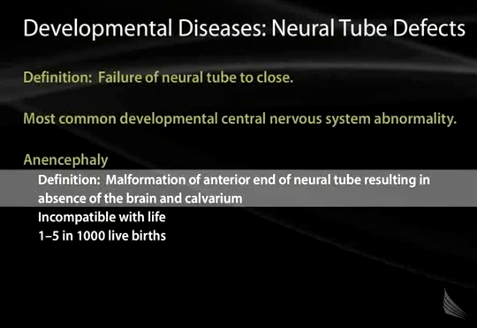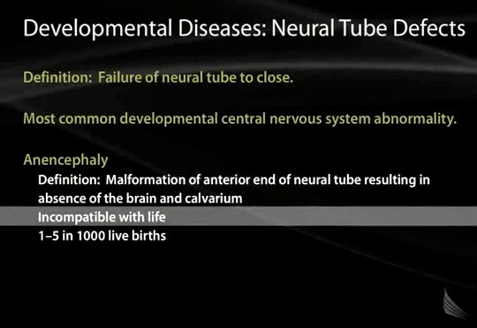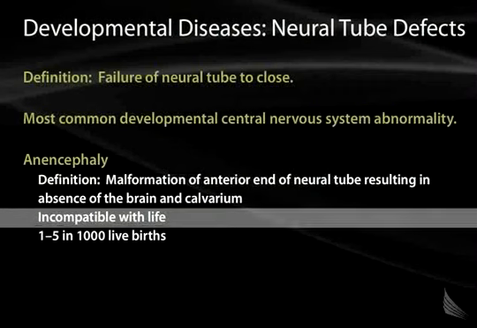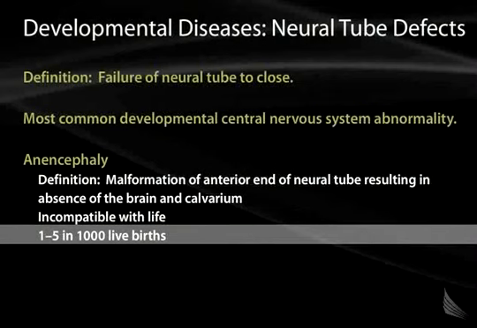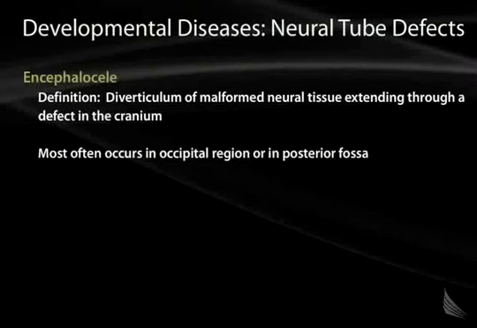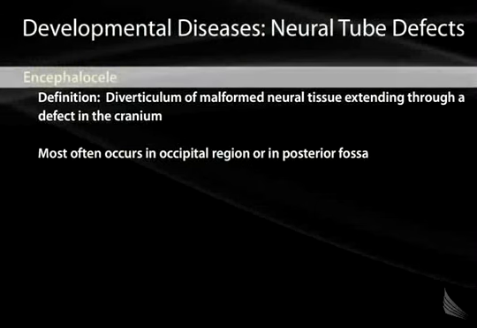Here there is malformation of the anterior end of the neural tube resulting in absence of the brain, and it is incompatible with life. It occurs in 1 to 5 in 1,000 live births. Another type of neural tube defect is the encephalocele.